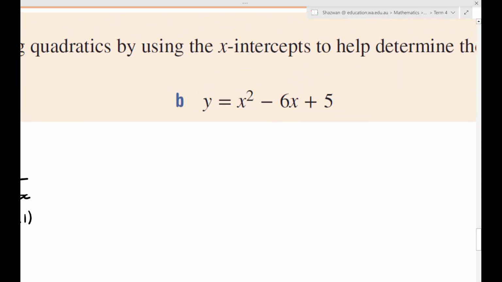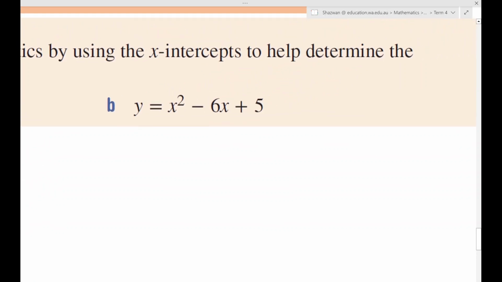All right, let's look at one more example. So the first thing we might notice, when x is 0, y is going to be equal to 5. So our y-intercept is going to be (0, 5).